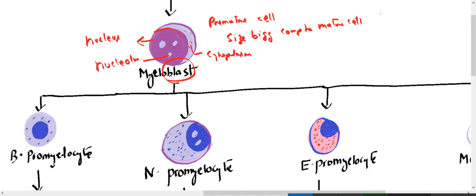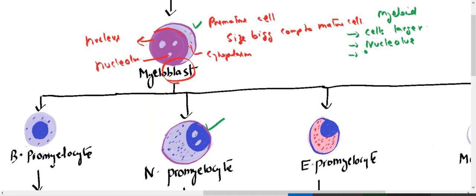So what is important for the myeloid series of cells? The important thing here is that the premature cells are larger compared to the mature cells. They have a nucleolus. You can see the promyelocytes and the myeloblast, these two cells. You can see the granules in the cytoplasm, and they are positive for a special stain called myeloperoxidase stain. So this is an important differentiating point for myeloid.